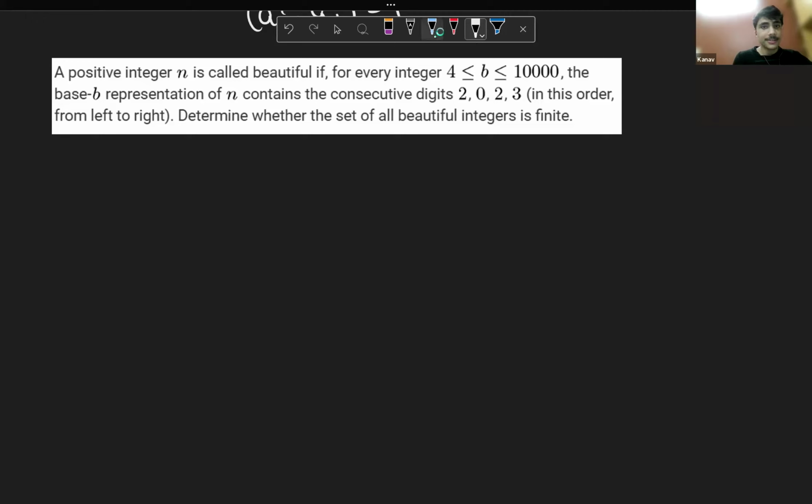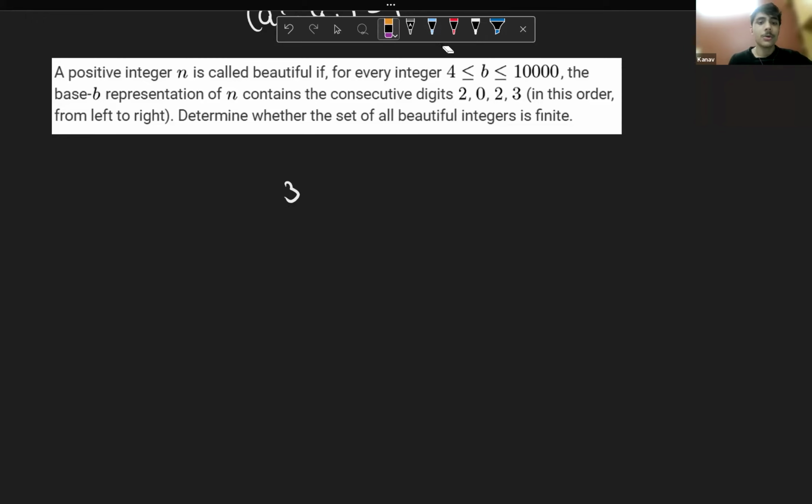So what the problem says, I'll just read through that. A positive integer is called beautiful if for every base representation, consider the integer 2023 in this order. Of course, that's not relevant. If we get one solution, then why can't we just add 10,000 factorial to the power of some huge number to get a different solution? That is indeed a good idea.